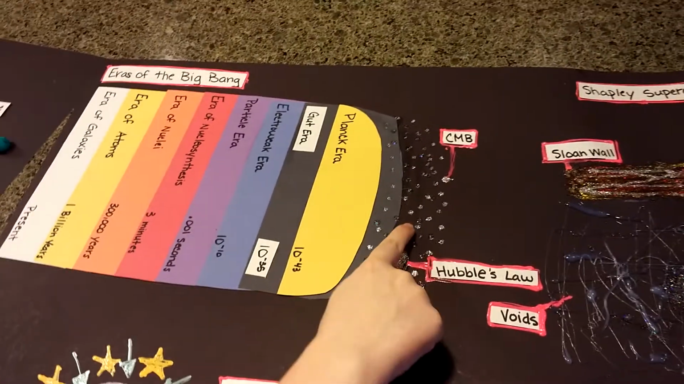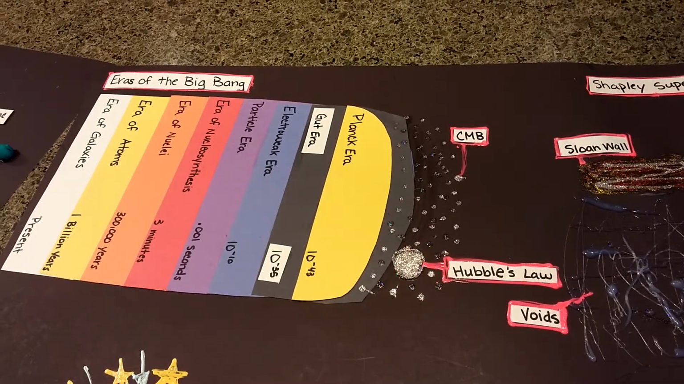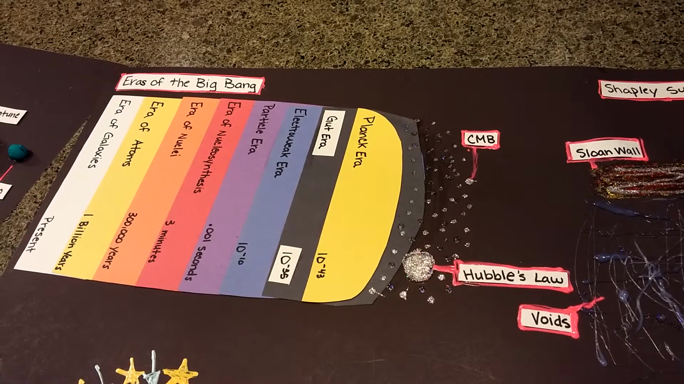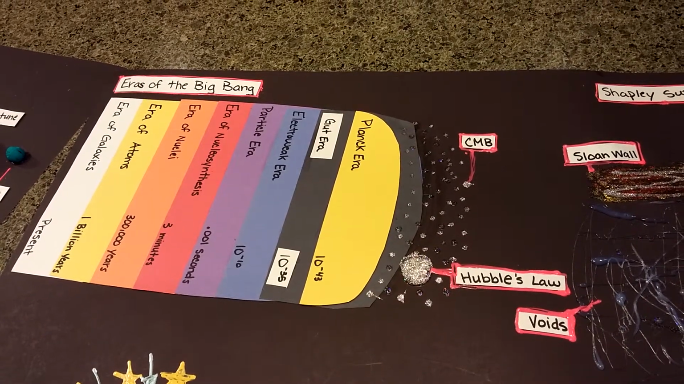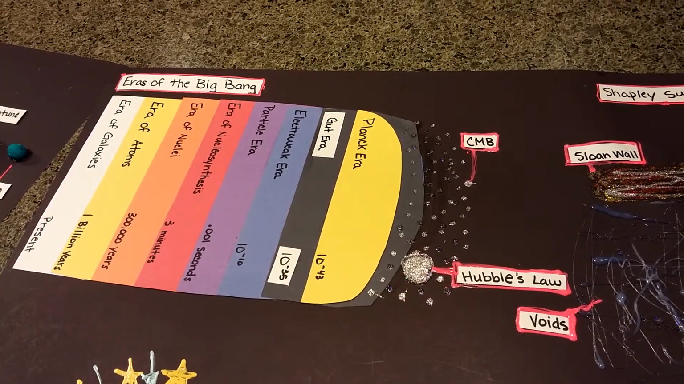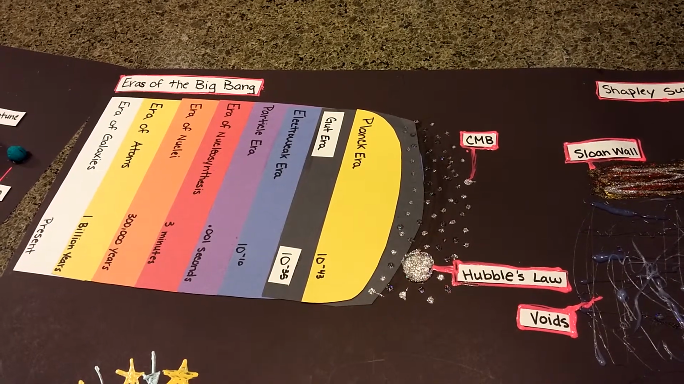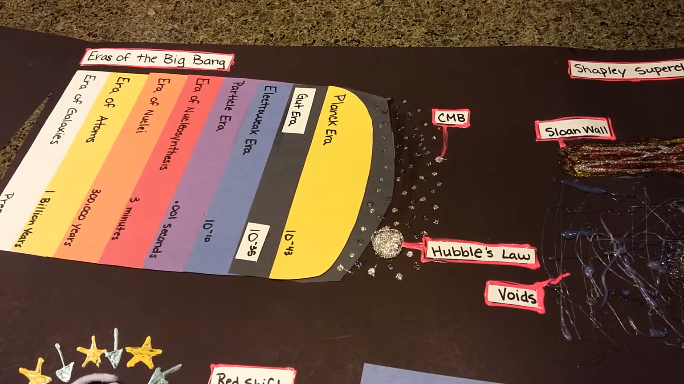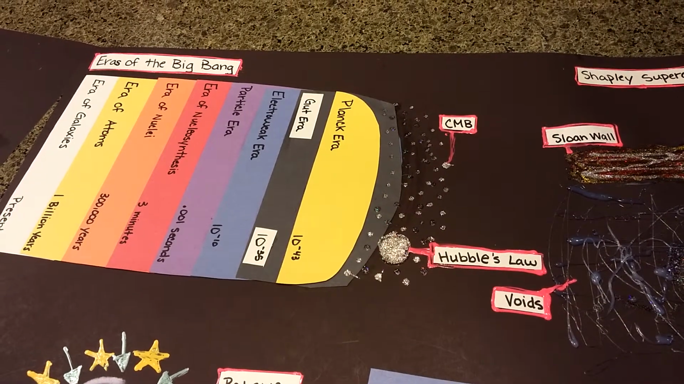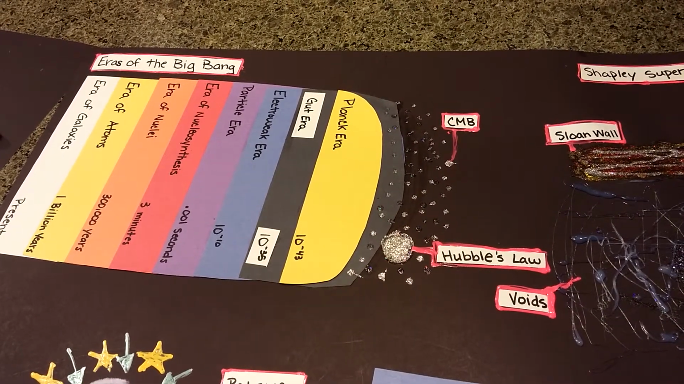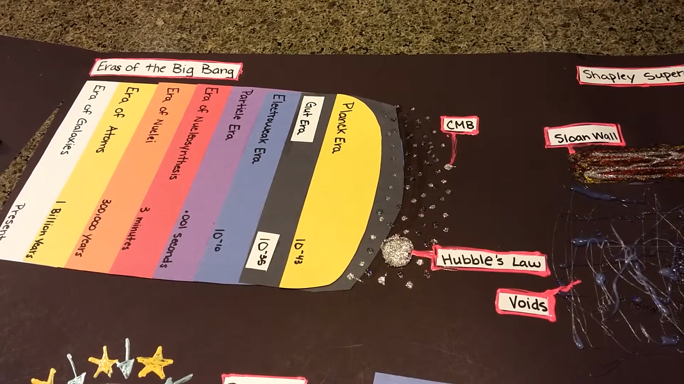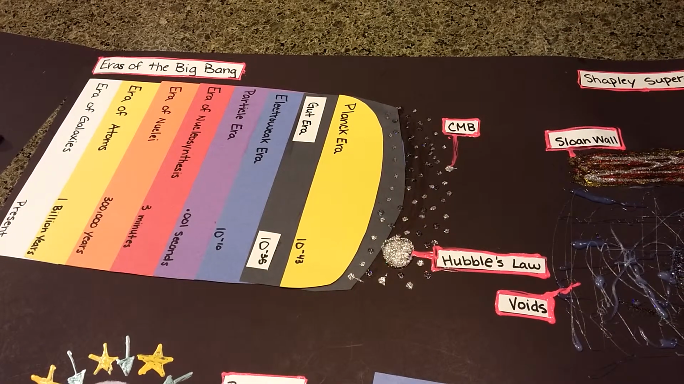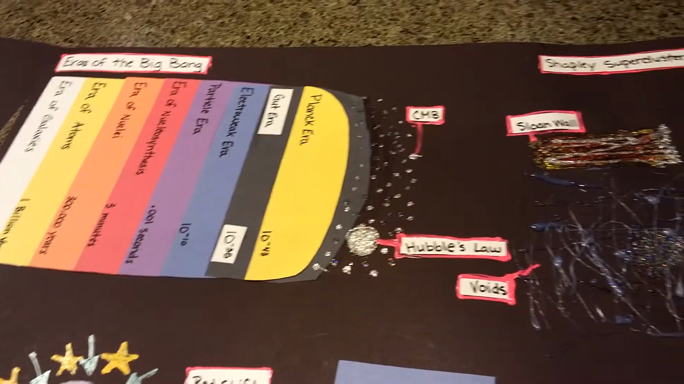And then over here is CMB. CMB is like all over, but that's just a little area. And it's also known as cosmic microwave background. CMB is the thermal radiation left over from the Big Bang. It is located everywhere in the universe. And then right here is Hubble's law. And Hubble's law describes the expanding universe. Hubble's law is the direct correlation between the distance to a galaxy and its recessional velocity, or redshift. The dot represents our universe and everything expanding away from us.